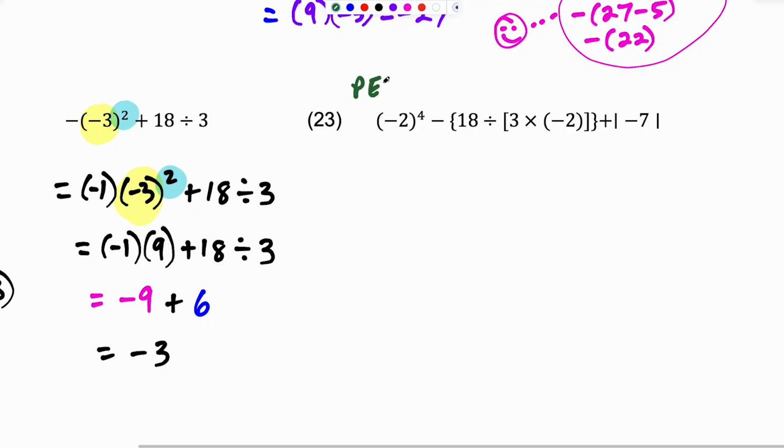Question 23, we have this beast of an expression, but we're just going to go piece by piece. So remember order of operations, we always look for parentheses and exponents first. So this piece jumps out right away: negative 2 to the fourth power. This we could evaluate. I'll actually just write it over here.